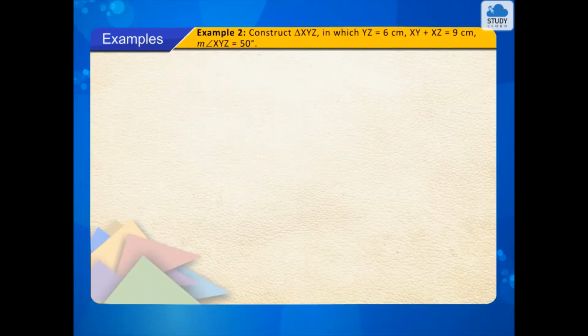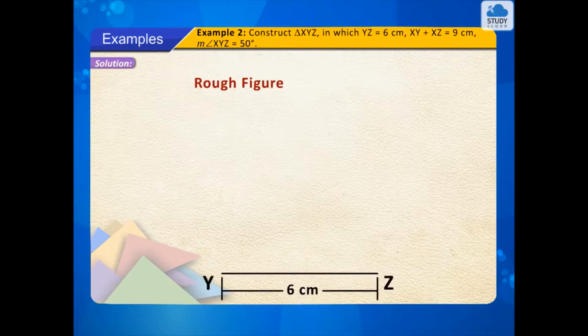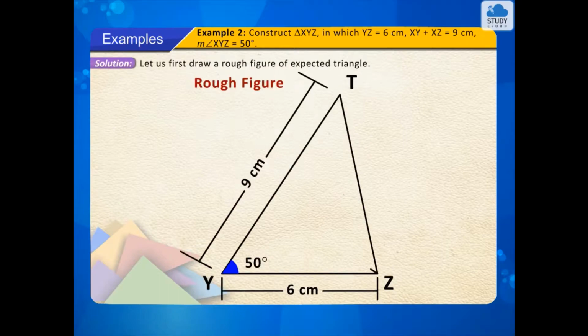Example 2. Construct triangle XYZ in which segment YZ is equal to 6 cm, segment XY plus segment XZ is equal to 9 cm, measure of angle XYZ is equal to 50 degrees. Solution. Let us first draw a rough figure of the expected triangle.